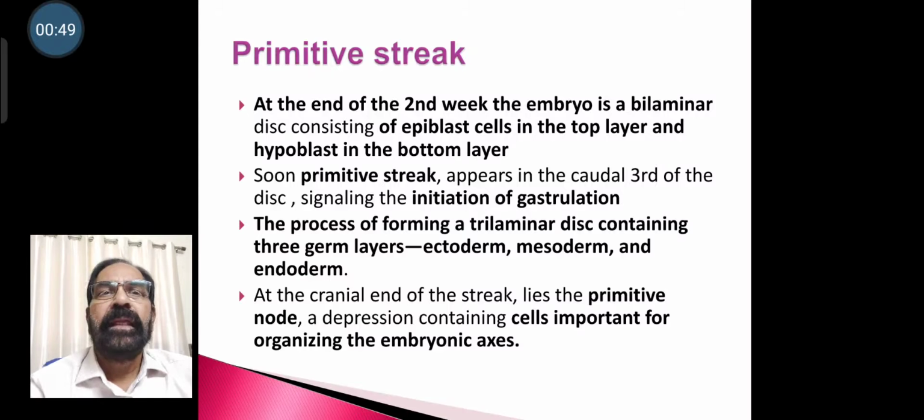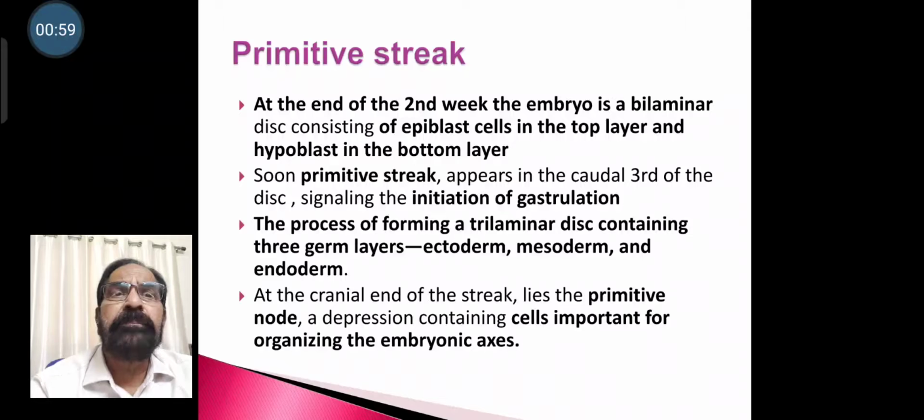Primitive streak. At the end of the 2nd week, the embryo is a bilaminar disc consisting of epiblast cells in the top layer and hypoblast in the bottom layer. Soon the primitive streak appears in the caudal third of the disc, signaling the initiation of gastrulation, the process of forming a trilaminar disc containing 3 germ layers, that is ectoderm, mesoderm and endoderm. At the cranial end of the streak lies the primitive node, a depression containing cells important for organizing the embryonic axis.